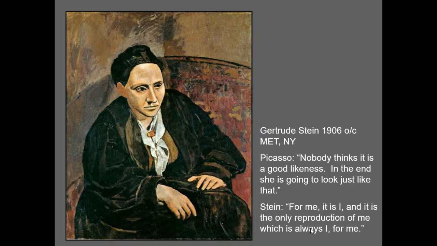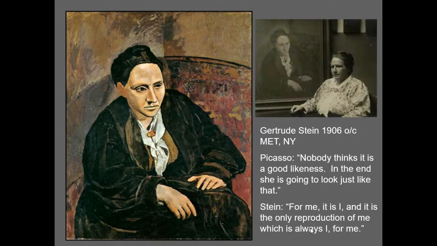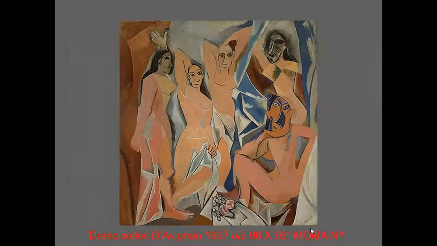Gertrude Stein, for her part, said this in a very Gertrude Stein kind of style: "For me, it is I, and it is of me, which is always I for me." Check her out, though, in a photograph posed with it, and you kind of get where he was coming from. Weird solidity and angularity and roundness all in one is sort of what she looked like at the time. So it's kind of a remarkable piece.